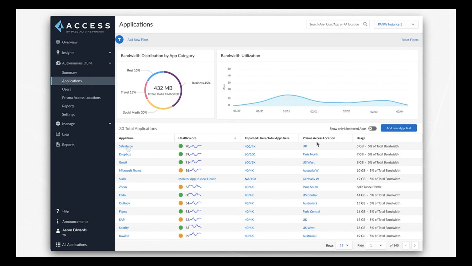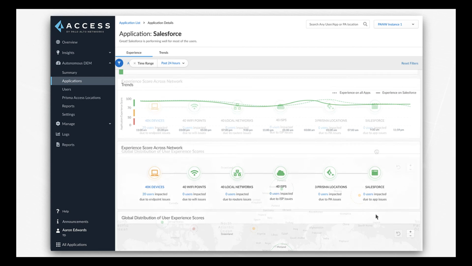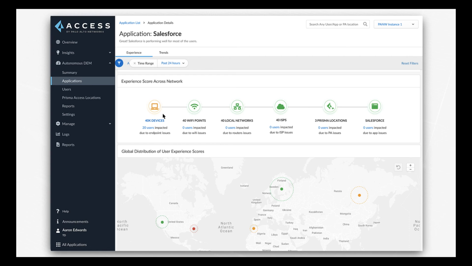When IT admins are trying to understand application-specific performance issues, this view can be used to quickly isolate and identify those issues. As an example, drilling down into Salesforce, here we can see what the user experience is, how many users are accessing the application, what the performance trend is, and again scrolling down, we can see for impacted users, where do the problems lie? Is it on user's workstation, local Wi-Fi or other network, ISP or other WAN network components?